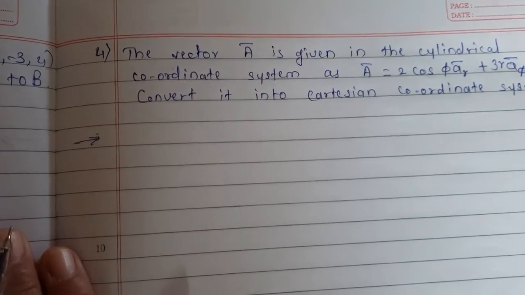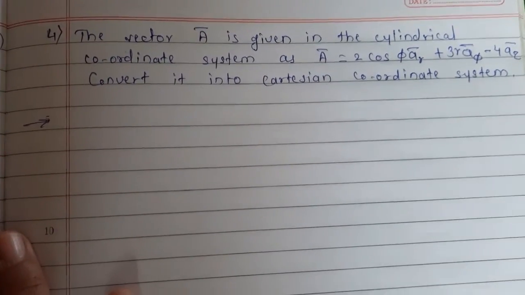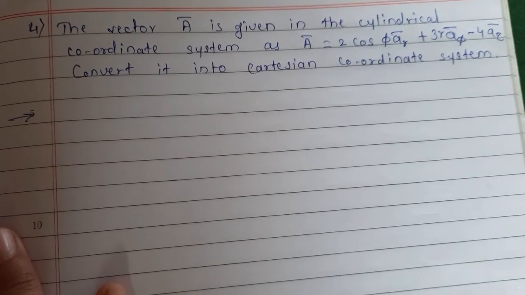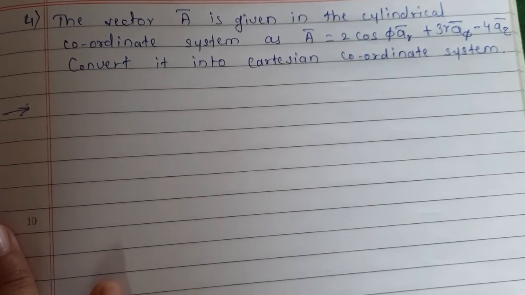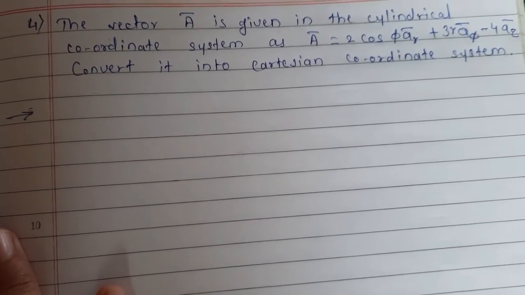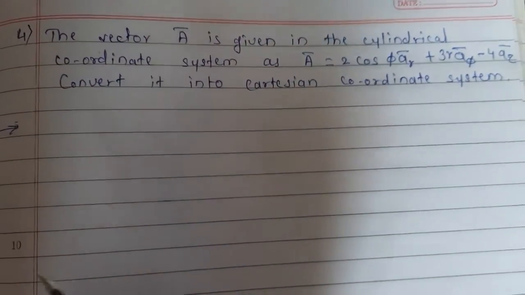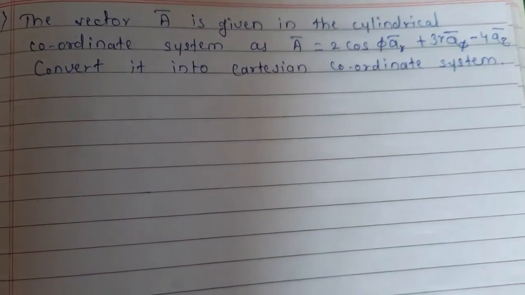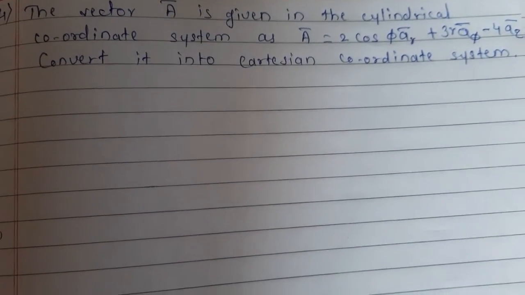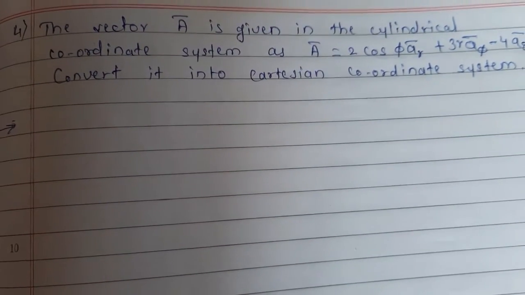The vector a bar is given in the cylindrical coordinate system as a bar is equal to 2 cos phi ar bar plus 3r a phi bar minus 4 az bar. So convert it into the Cartesian coordinate system. This is the problem. Here a bar is given in the cylindrical coordinate and we have to convert it into the Cartesian coordinate system.